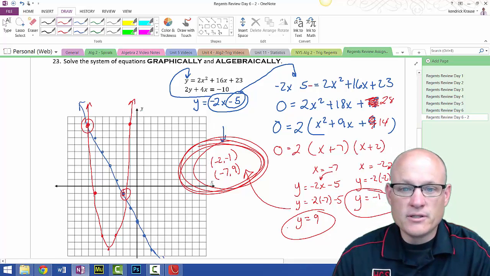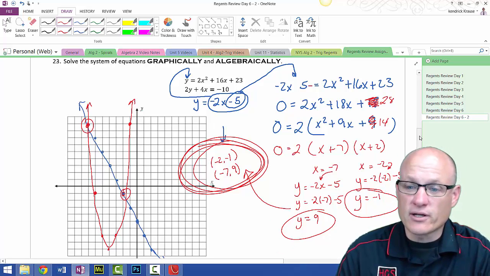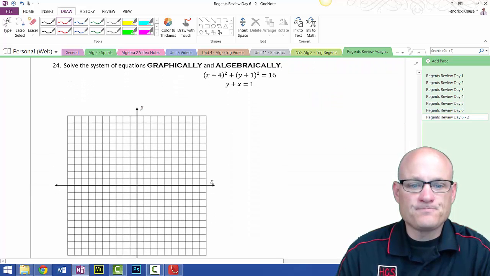Oh, yeah. Negative 7, 9. So this one gives me negative 7, 9, and negative 2, negative 1. Ooh, had a brain fart there for a second, kids. Sorry. All right, 2 left.